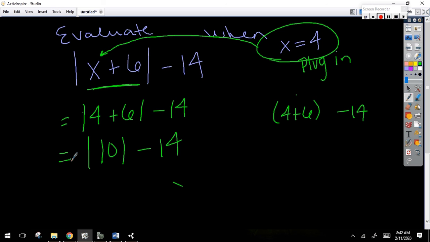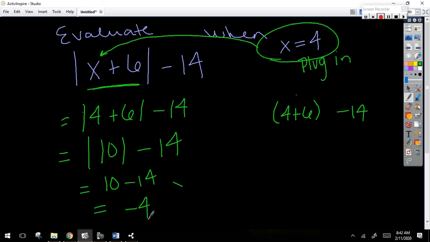All right, so what is the absolute value of 10? 10. And then 10 minus 14, you're right, Ariana, is -4. Everybody listen carefully, it doesn't make my whole answer positive. It makes only what was in the absolute value positive.